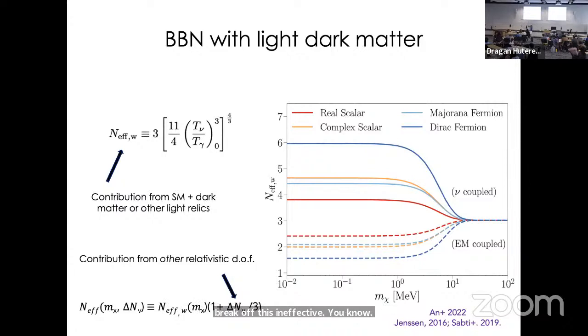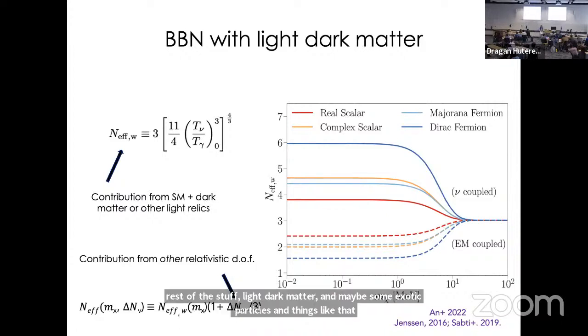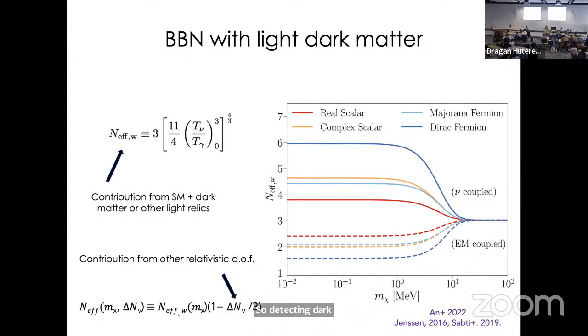And this is, I think, notation that quite a few groups have adopted. But this would be the N effective that you see in the standard model. So standard model particles plus other standard neutrinos. And then this delta N over here would be all of the rest of the stuff: light dark matter and maybe some exotic particles and things like that. So detecting dark matter mass in this way would amount to detecting the difference between what we expect the standard value of N effective to be, above the error bar with which we measure the N effective. Okay, we haven't done that yet.